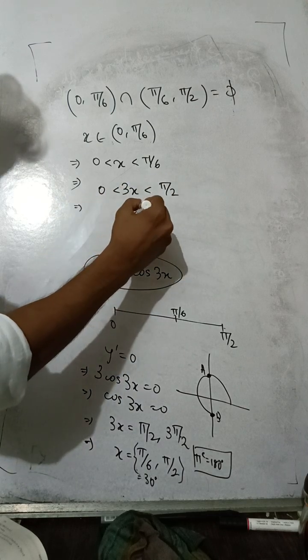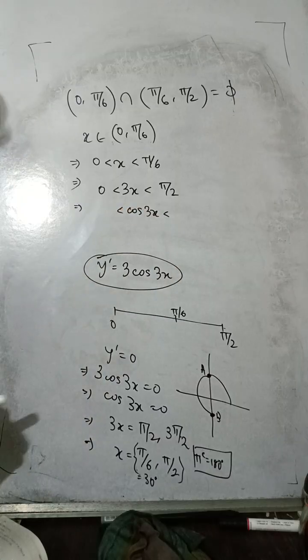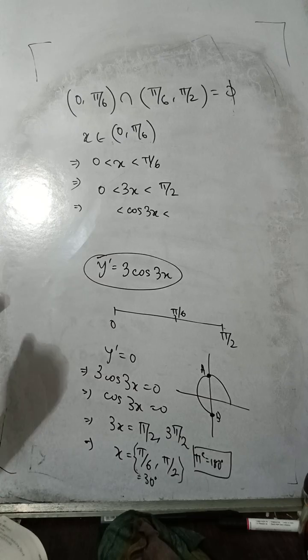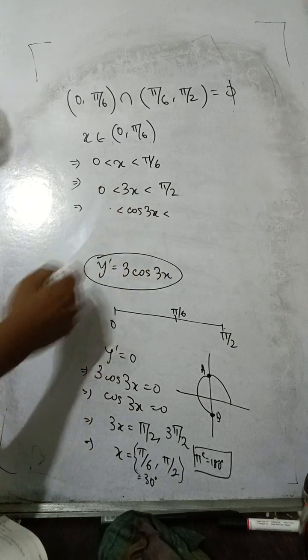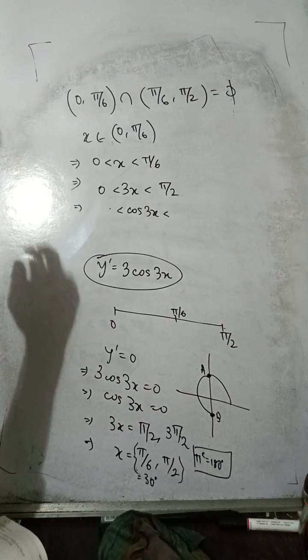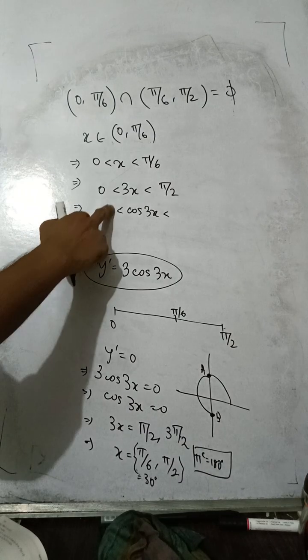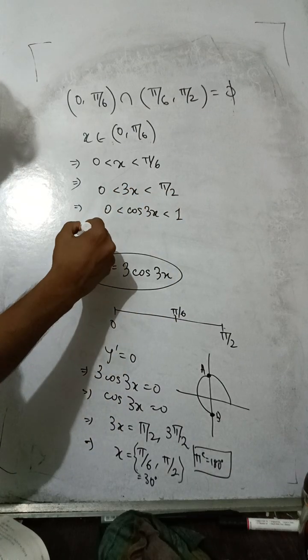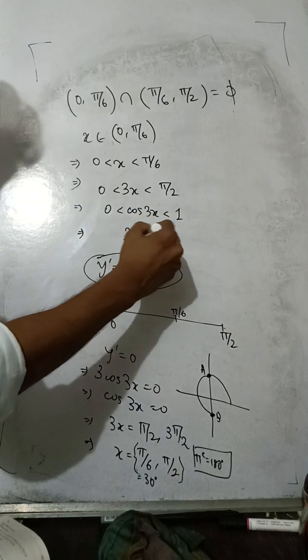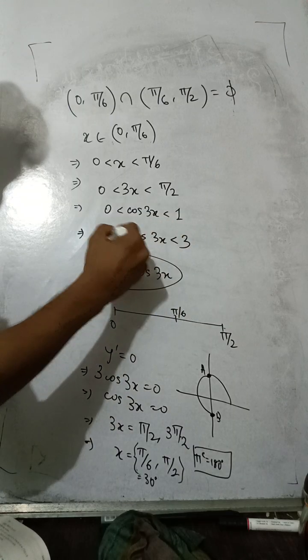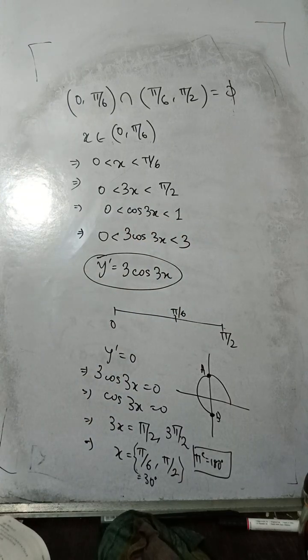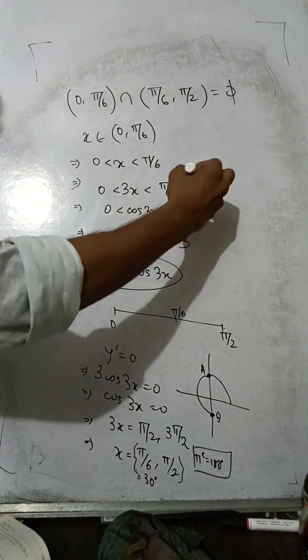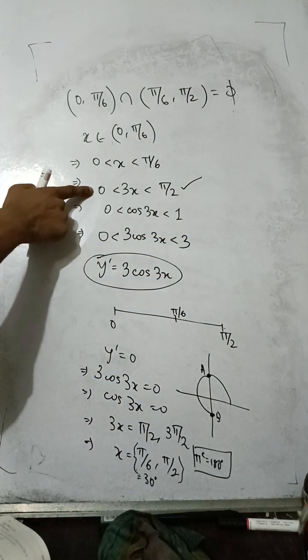So what will be cosine 3x? The moment we put cosine 3x, we can say that the value will be between 1 to 0, right? So cosine 3x will be between 1 to 0, and 3 cosine 3x will then be between 0 to 3. Okay. Now, why is it so? First of all, I hope you have understood till this part.